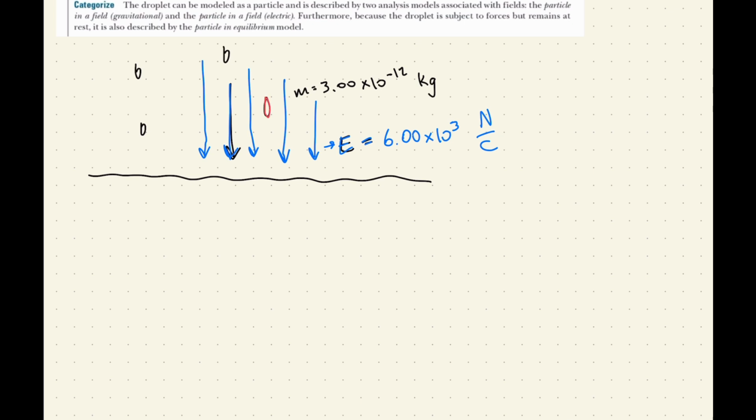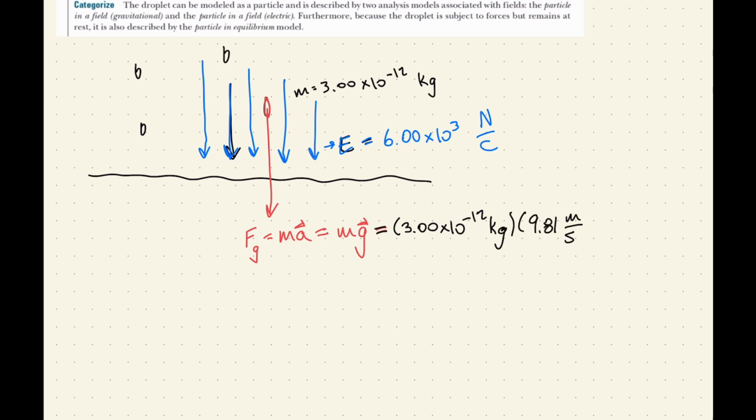So we have here the droplet of water. There is the force of gravity, which is normally ma from Newton's second law. And force of gravity is just mg, where g is 9.81 meters per second squared. So we are going to rewrite that as 3.00 times 10 to the -12 kilograms, times 9.81 meters per second squared.